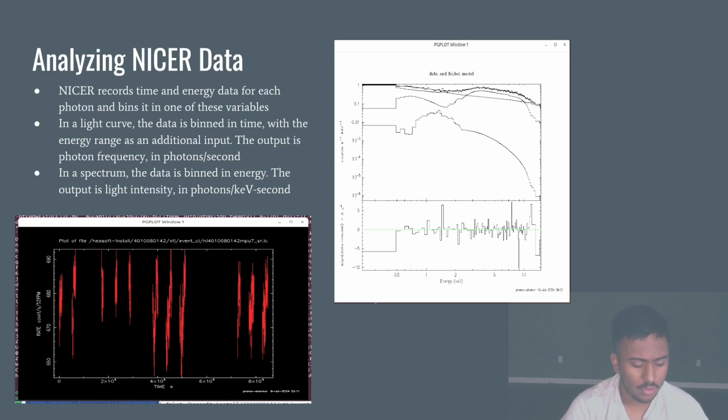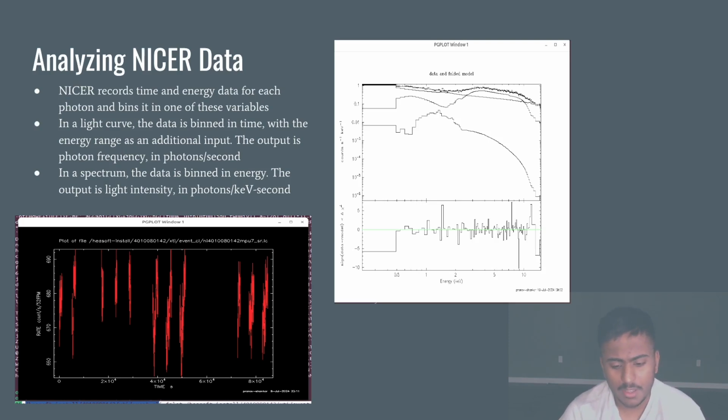In a light curve, check the image at the bottom, the data is binned in time with the energy range as an additional input. The output is photon frequency. You see it recorded as rate in counts per second. The counts are just photons. In the spectrum, the data is binned in energy. The output is light intensity in photons per kilo electron volt per second.